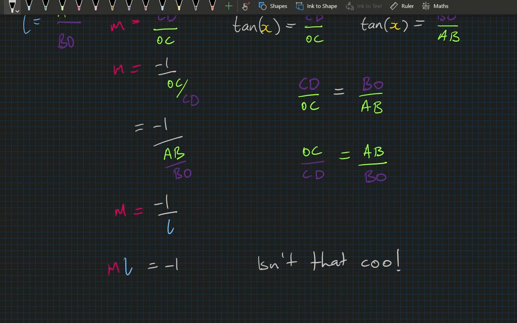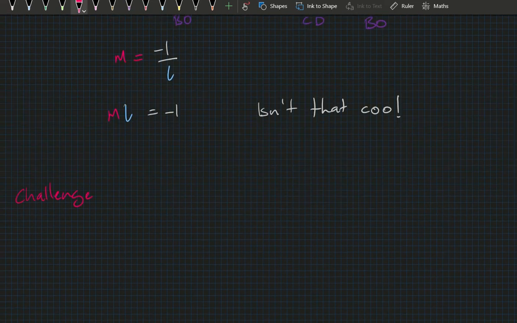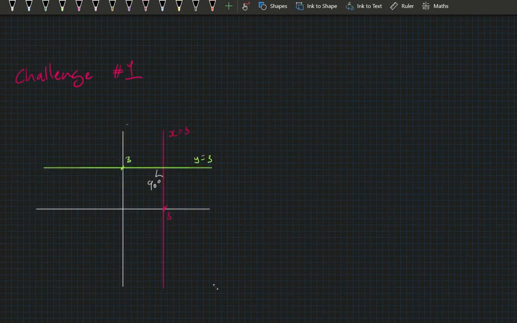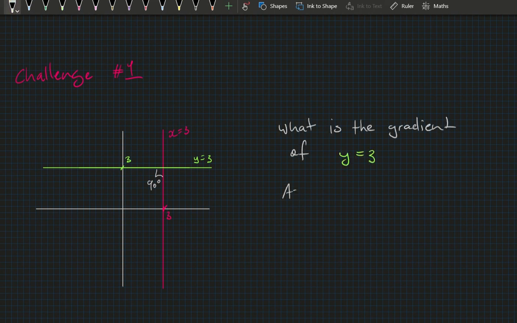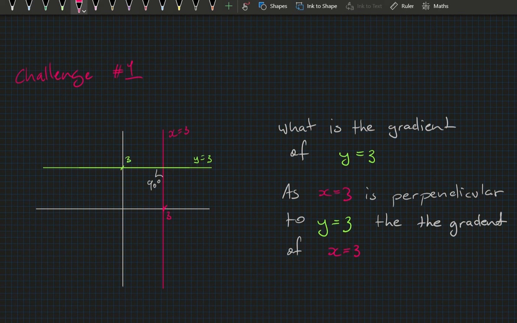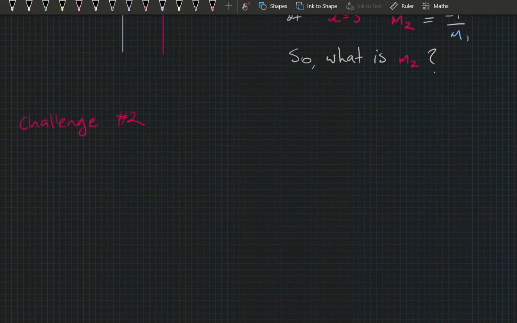So if you've paid attention to that and you still don't understand it, I'm happy to talk about that in class with you. But let's move on to the challenges. Okay, challenge number 1 is involving this graph here. So the questions are, what is the gradient of y equals 3? And as x equals 3 is perpendicular to y equals 3, then the gradient of x equals 3, which we'll call m2, must be equal to minus 1 divided by m1, which is the gradient of the other line. So what is m2?